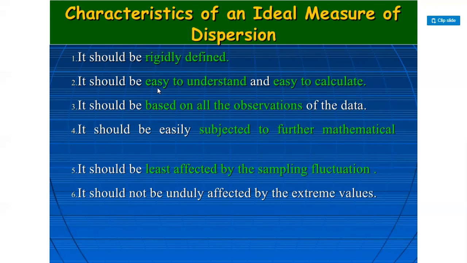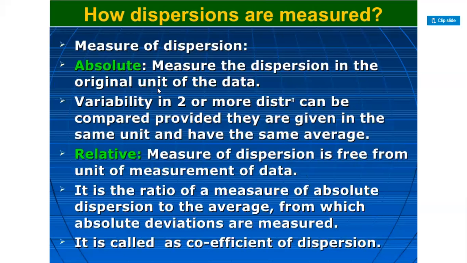When different samples come, there is a fluctuation in the variability. But a measure of dispersion is not affected by that. It means it is not affected by the sampling method, and not unduly affected by extreme values. It should not be unduly affected by the fluctuation of sampling in extreme observations, because these are based on mathematical or algebraic treatment. So that is why it is not affected.